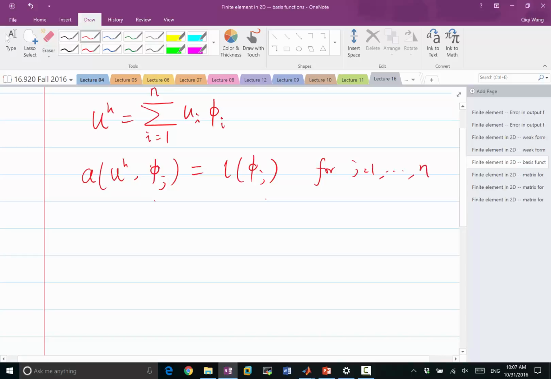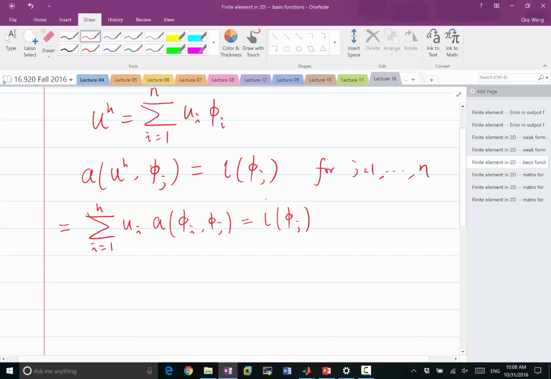So the left-hand side, I can use the bilinearity of a and expand this by pulling the summation and all the coefficients out. So it's going to be a summation over i of u_i times a of phi_i and phi_j is equal to L of phi_j, right?